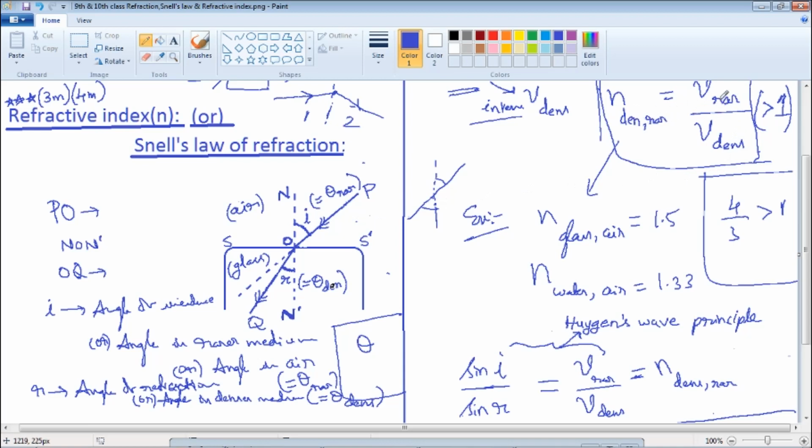The same way, now if you consider the reciprocal of this, V rarer by V denser, the reciprocal of A by B is B by A. For example, the reciprocal of A is 1 by A. And what is the reciprocal of A by B? It will be 1 divided by A by B.